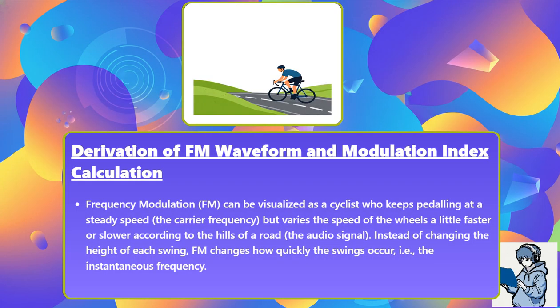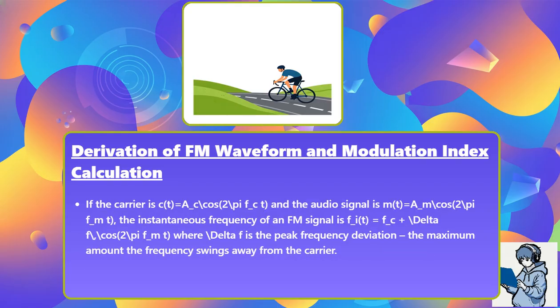Frequency modulation, abbreviated FM, can be visualized as a cyclist who keeps pedaling at a steady speed, the carrier frequency, but varies the speed of the wheels a little faster or slower according to the hills of a road, the audio signal. Instead of changing the height of each swing, FM changes how quickly the swings occur, that is, the instantaneous frequency. If the carrier is c(t) = A_c cos(2π f_c t), and the audio signal is m(t) = A_m cos(2π f_m t), the instantaneous frequency of an FM signal is f_i(t) = f_c + Δf cos(2π f_m t), where Δf is the peak frequency deviation, the maximum amount the frequency swings away from the carrier.